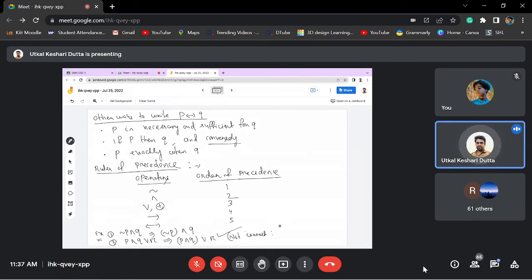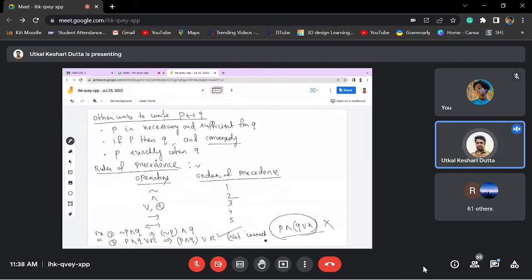You cannot write P conjunction Q disjunction R. That will be wrong. If it is given like this, use the order of precedence. First use conjunction, so that will be P conjunction Q. Take the bracket, then P conjunction Q disjunction with R. So don't write P conjunction, don't take the bracket Q conjunction R.